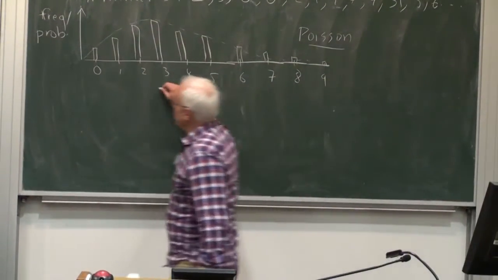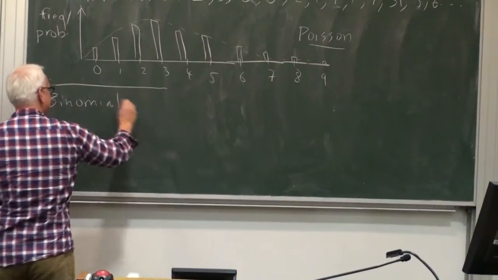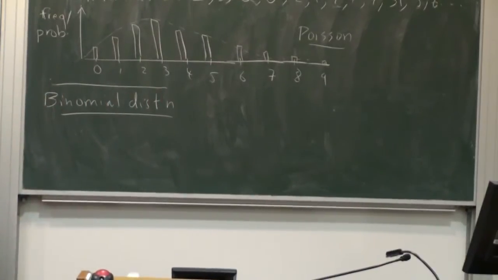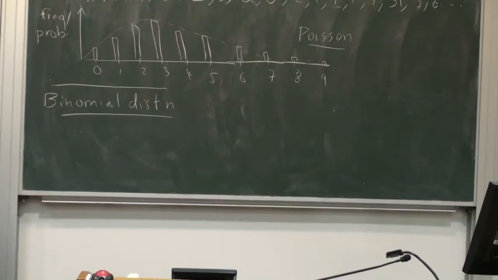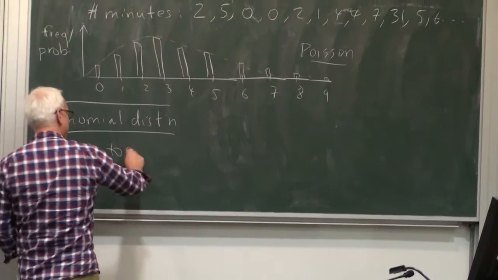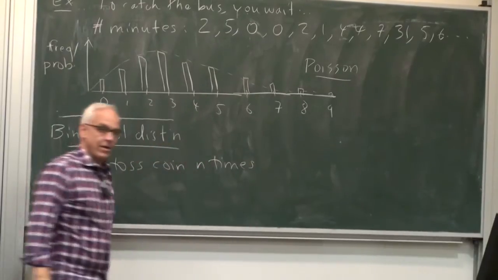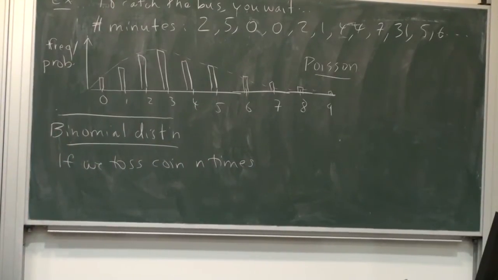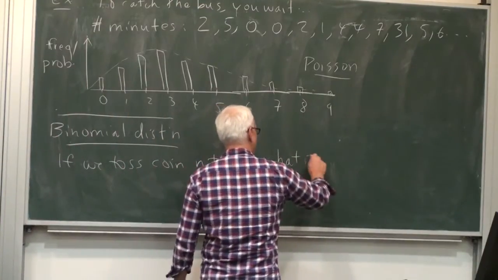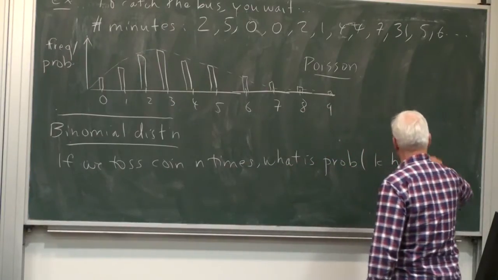All right, so let's have a look at the binomial distribution. And let's ask the simple question: if we flip a coin, if we toss a coin n times, what's the probability of getting k heads? Getting exactly k heads.